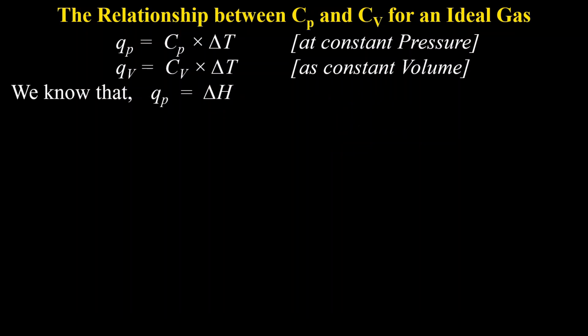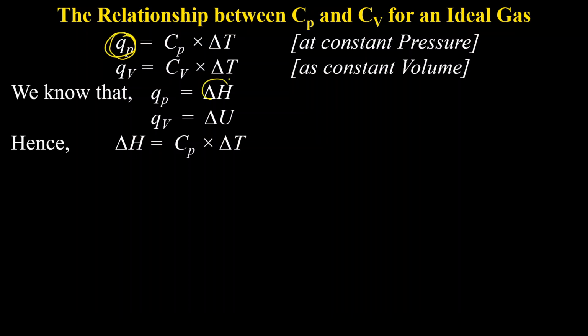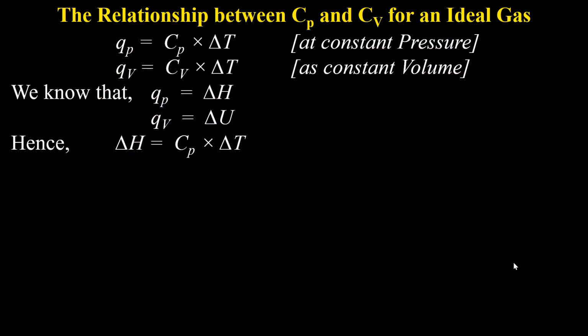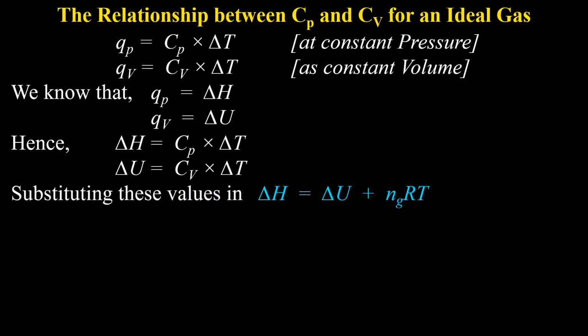So we know this relationship, and we will substitute these values. QP we will substitute as delta H and QV we will substitute as delta U. So QP is delta H equals Cp into delta T from this relationship, and from this relationship QV we are writing as delta U. We get delta U equals Cv into delta T. Now we know the relationship between delta H and delta U: delta H equals delta U plus delta Ng RT.